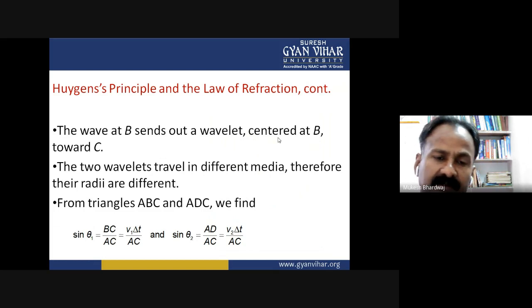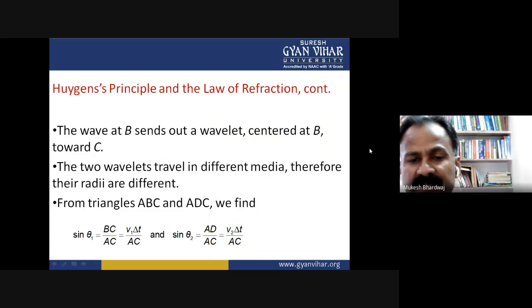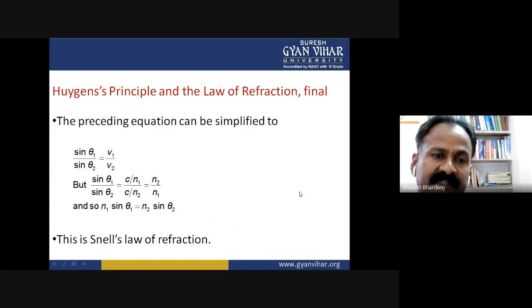Now, from triangles ABC and ADC, we conclude some geometrical relationships. We find that sin theta 1 equals BC by AC equals V1 delta t upon AC, and sin theta 2 equals AD by AC equals V2 delta t upon AC. The preceding equations can be simplified to sin theta 1 upon sin theta 2 equals V1 by V2, but this is also written as N2 by N1. And so N1 sin theta 1 equals N2 sin theta 2. This is known as the law of refraction, or Snell's law.